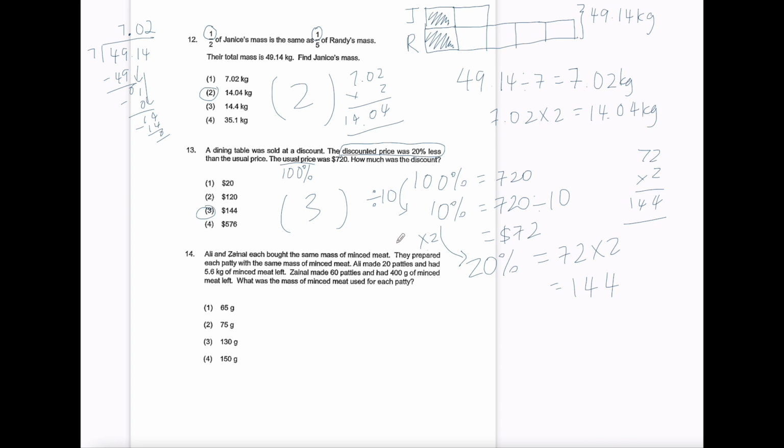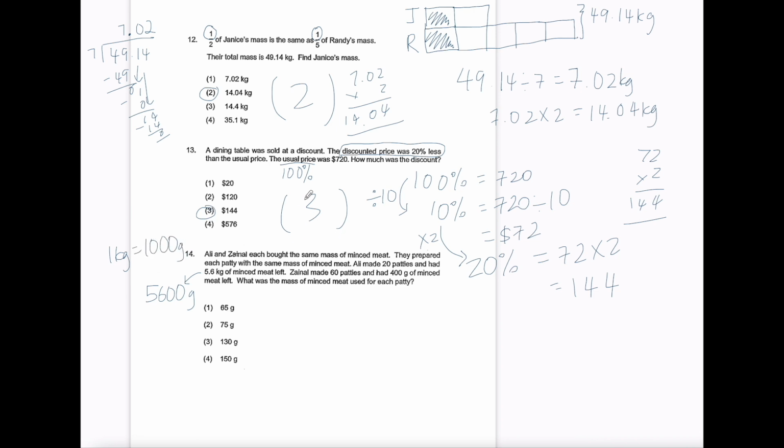Let's move on together to 14. Ali and Zainal each bought the same mass of minced meat. They prepared each patty with the same mass of minced meat. Ali made 20 patties and had 5.6 kg of minced meat left. Zainal made 60 patties and had 400 grams of minced meat left. I'm seeing different units, grams and kg, so I'm going to change this to grams, because our answers are in grams also. So 5.6 kg is 5,600 grams, because 1 kg is 1,000 grams, for those who don't know.